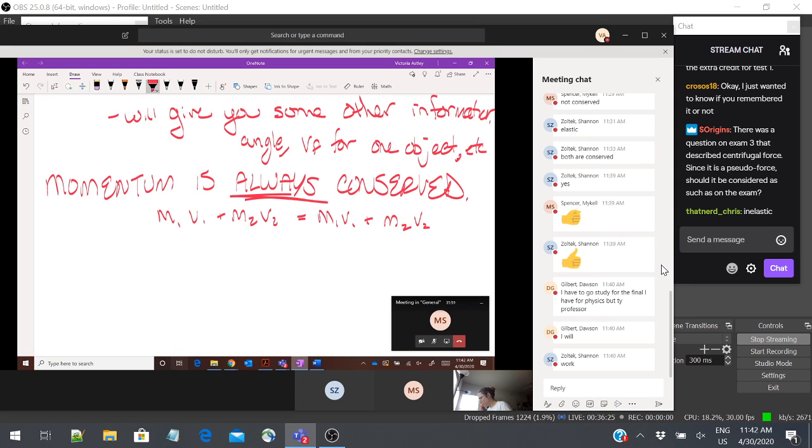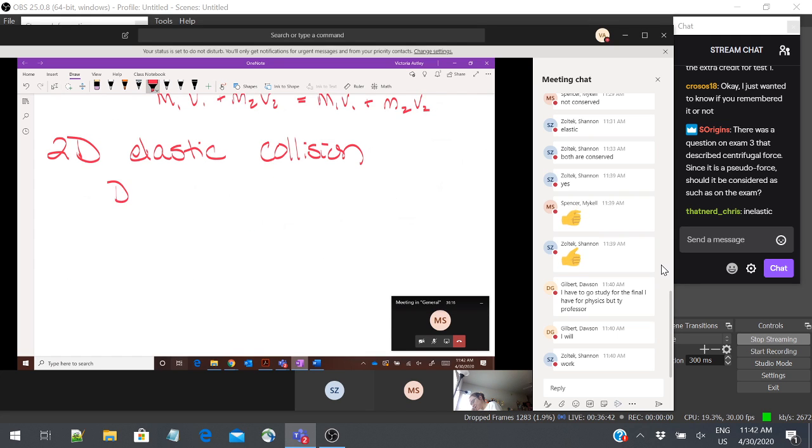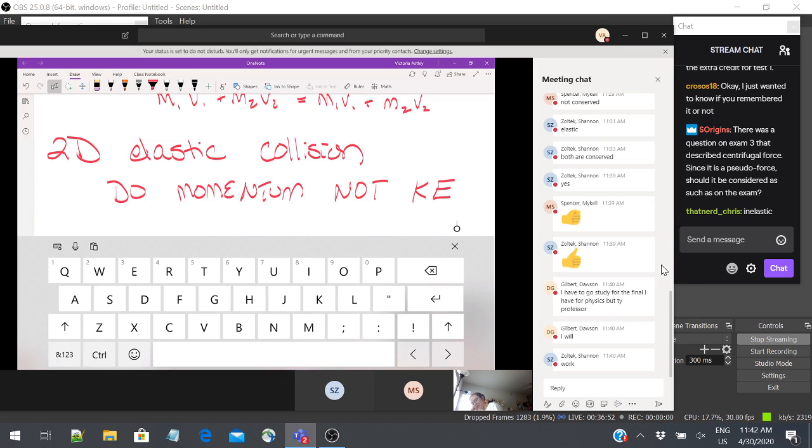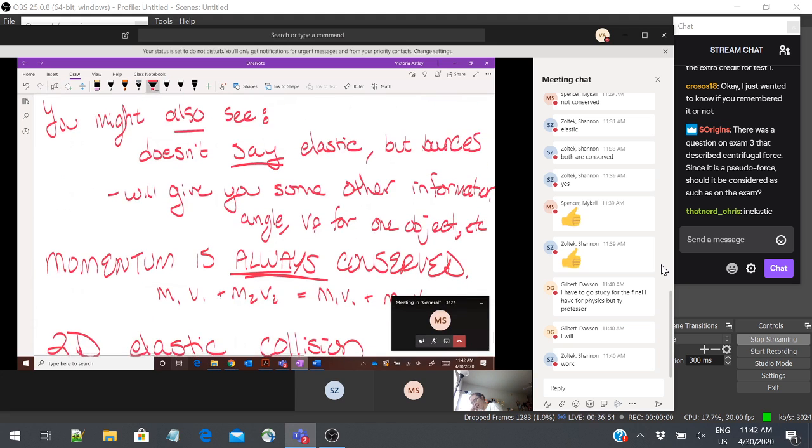So I want to make one note about two-dimensional elastic collisions. If you see a 2D elastic collision, generally a better idea is to do momentum, not kinetic energy. Usually you don't have enough information. Usually we'll give you more information. It'll end up being something like this.